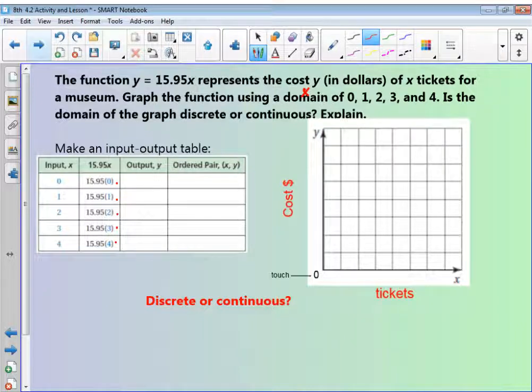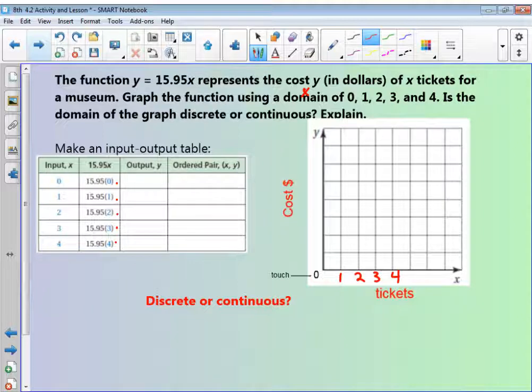Okay, so my numbers here are going to be 0, 1, 2, 3, and 4. We're not going to use any other ones. Those are the only ones that they asked us to use. Okay, so it's going to cost us $15.95 for each ticket. So we want to figure out if we were to buy one ticket, how much it would cost, 2 tickets, how much would it cost, and so forth, all the way through 4.